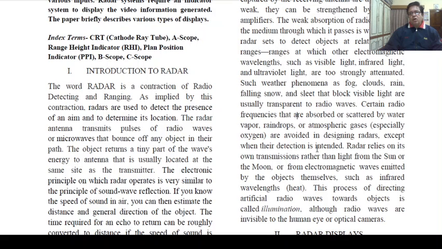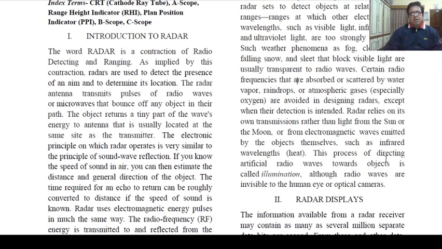Radar relies on its own transmissions rather than light from the sun or the moon, or from electromagnetic waves emitted by the objects themselves, such as infrared wavelengths of heat.